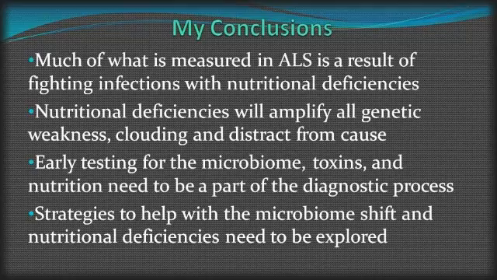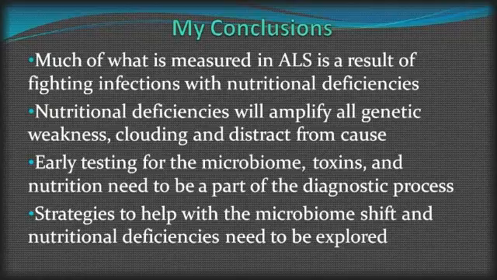Okay, so my conclusions are that much of what is measured in ALS research is a result of fighting infections with nutritional deficiencies. These nutritional deficiencies will find genetic weaknesses, clouding and distracting away from the actual cause. Something has to set the body off to have this microbiome shift, and that happens very early in the ALS mouse models. At the very first sign of a neurological problem, people need to be tested for the microbiome and dysbiosis. They need to be tested for toxins and amino acids, and strategies to fix or help shift these things back need to be applied immediately.